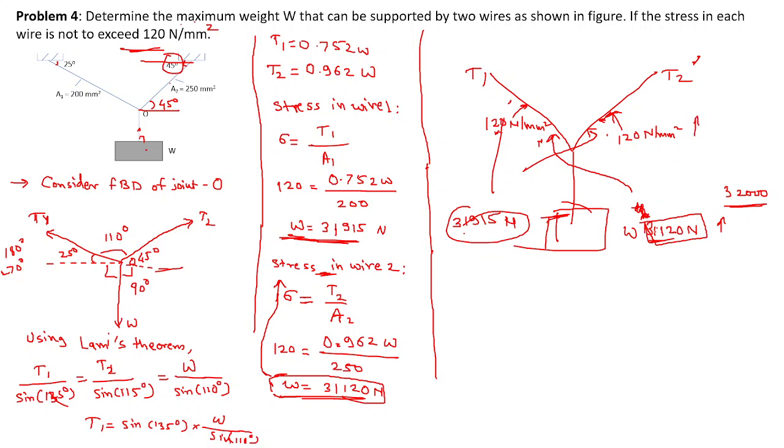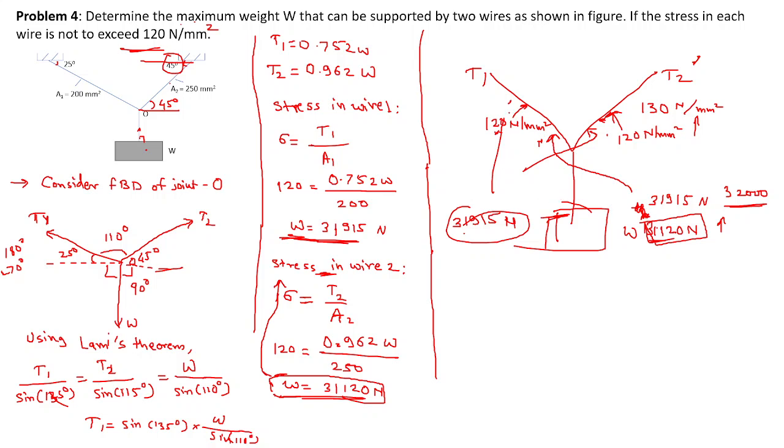Means here it is 31,120, and if we make it 31,915, that means an increase, right? This will be a higher value. So this stress will also be increased. Increase means we are taking, for example, a higher value than 120 Newton. So we take it as 130 Newton per mm square, for example. Approximately it will be 130.